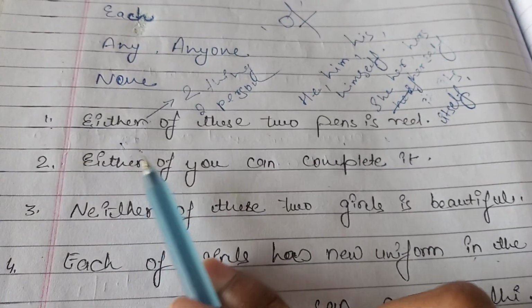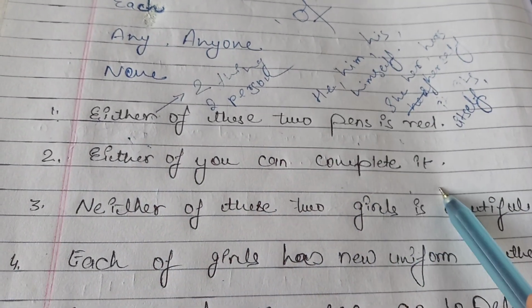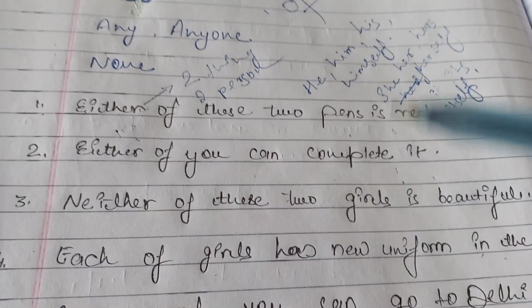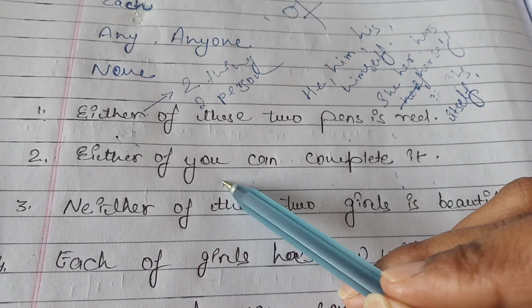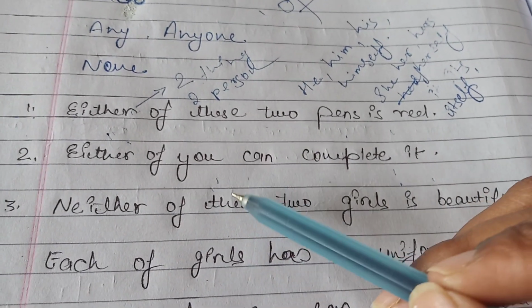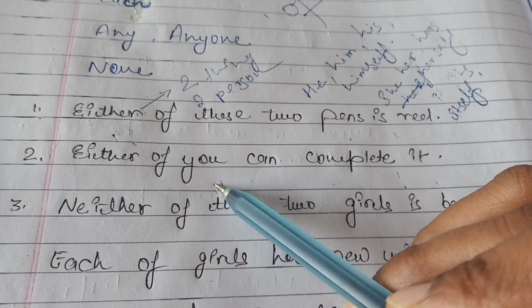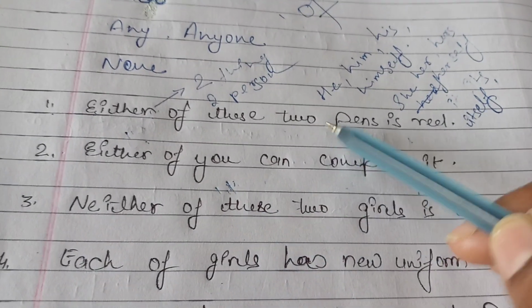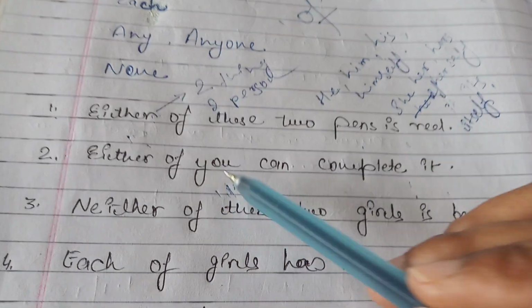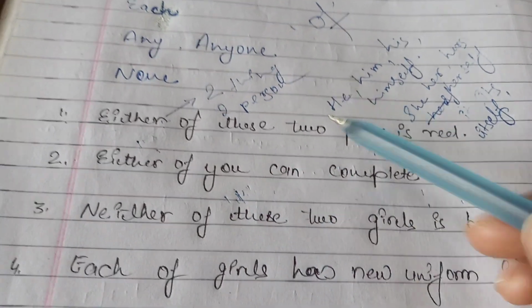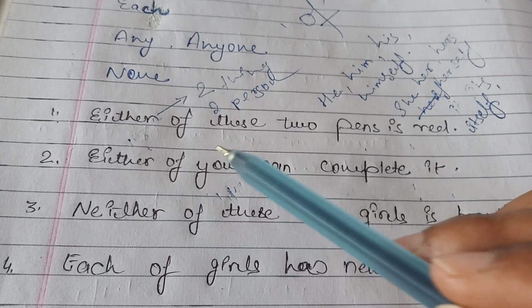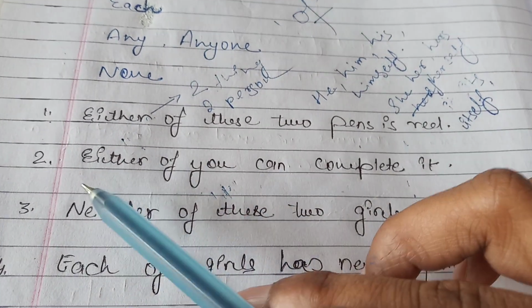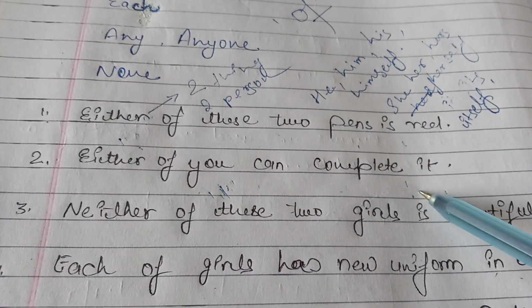Next, either of you can complete it. You would say that you is a plural pronoun. Why is it used here? So, you is both plural and also singular. So, we can use it in both cases. So, either of you can complete it.